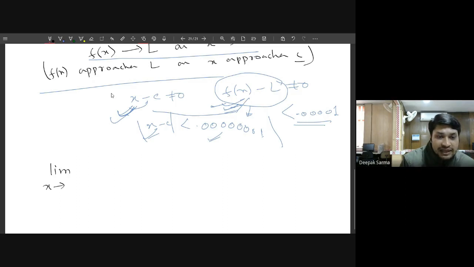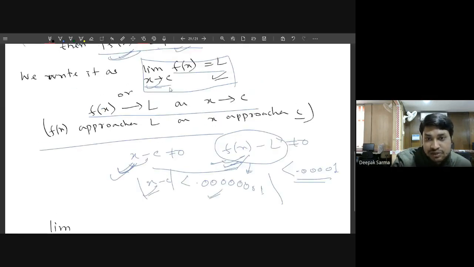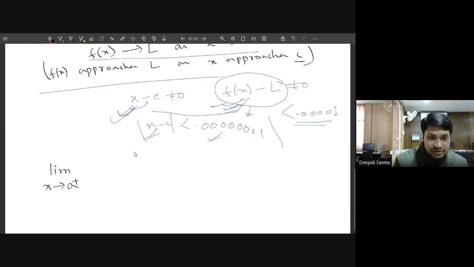I can write limit x tends to a plus. What do I mean by this? This x is very close to a, but x is greater than a. Earlier, when I write limit x tends to a, it means approaching from either side. Let us use the same symbol c. Here c plus means I allow x to be greater than c, but very close to c. This is known as the right hand limit.